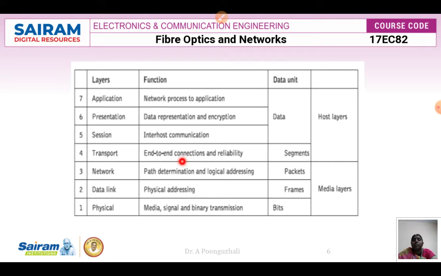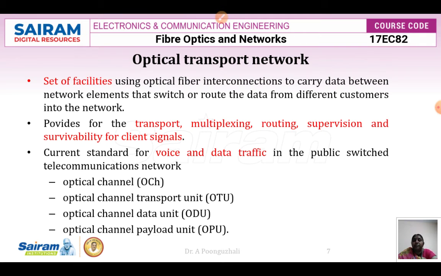Transport establishes end-to-end connections and reliability, and its data unit is segments. The session layer is inter-host communication, and the data unit is data only. Presentation is data representation and encryption, and the application layer is nothing but the network process to the application. So here your first 3 layers are called the media layers, and the remaining 4 layers are called the host layers.